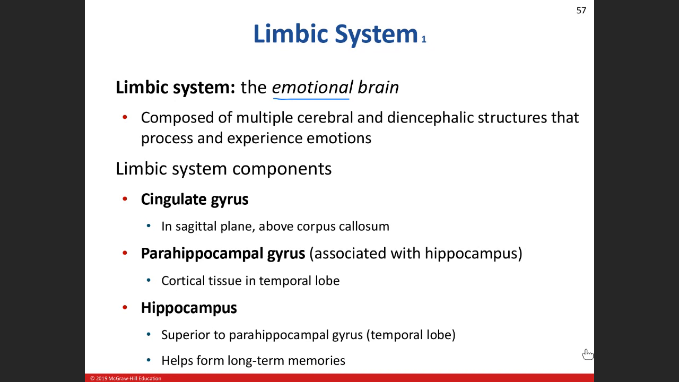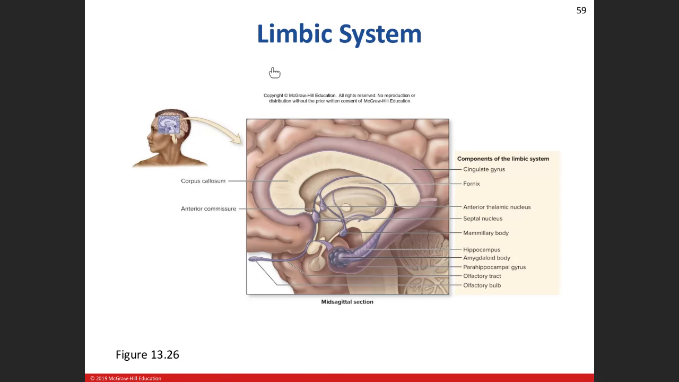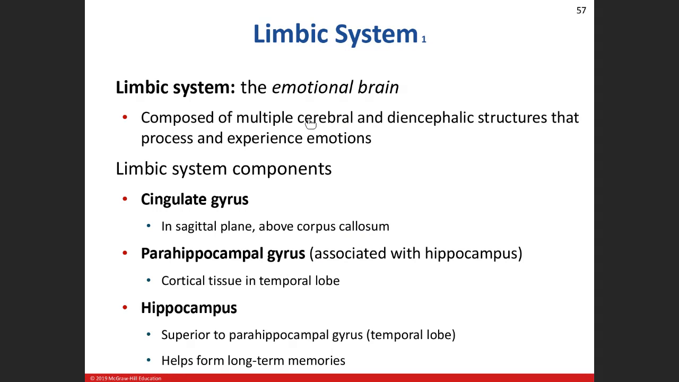I'm going to come back. I just want to show you this real quick. Here's a picture of the limbic system. Okay, all these structures here. This is the corpus callosum. Right above it is the cingulate gyrus, right here.